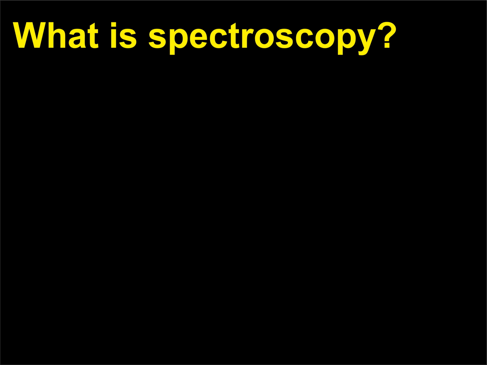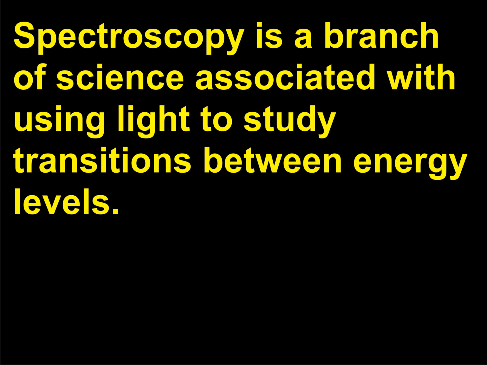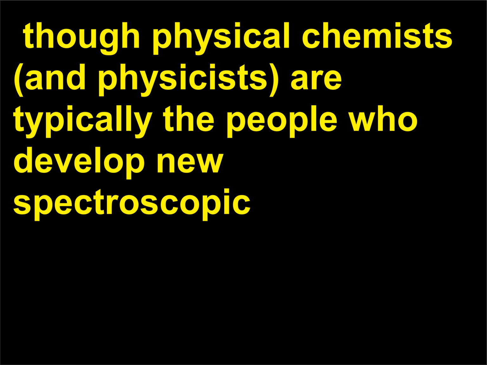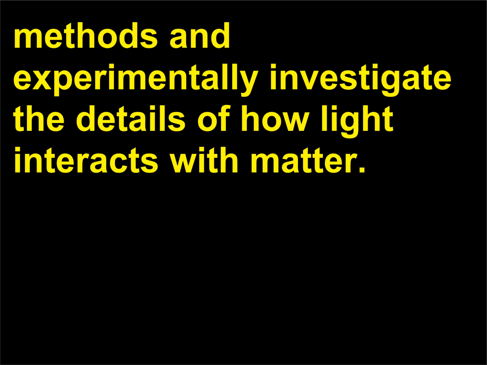What is spectroscopy? Spectroscopy is a branch of science associated with using light to study transitions between energy levels. Not all scientists who use spectroscopy, spectroscopists, are physical chemists, though physical chemists, and physicists, are typically the people who develop new spectroscopic methods and experimentally investigate the details of how light interacts with matter.